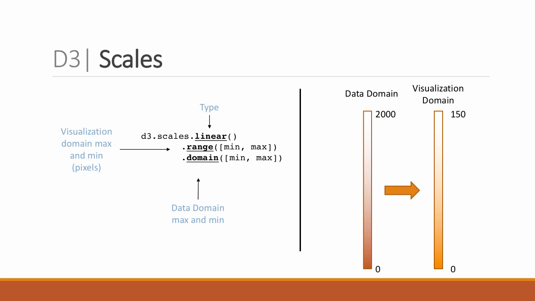So D3 provides one thing that helps with that: scales. You can use scales to convert the data domain to the visualization domain, and they make things much easier. For example, here I have a linear scale, and I can define the range. In the range, I am defining how many pixels this domain can use. And in domain, I define the domain in the data. Basically it is the minimum, where it starts, and the maximum, where it ends. And the same thing for the domain of the data.